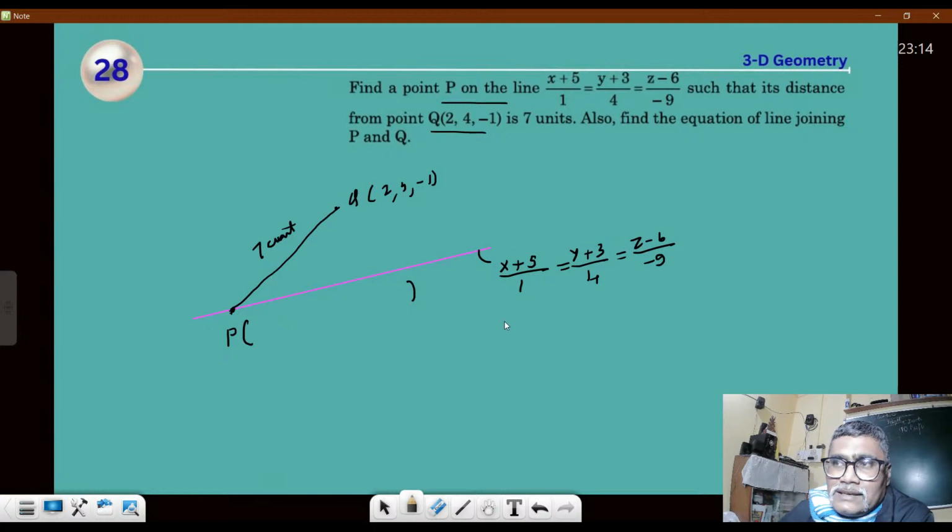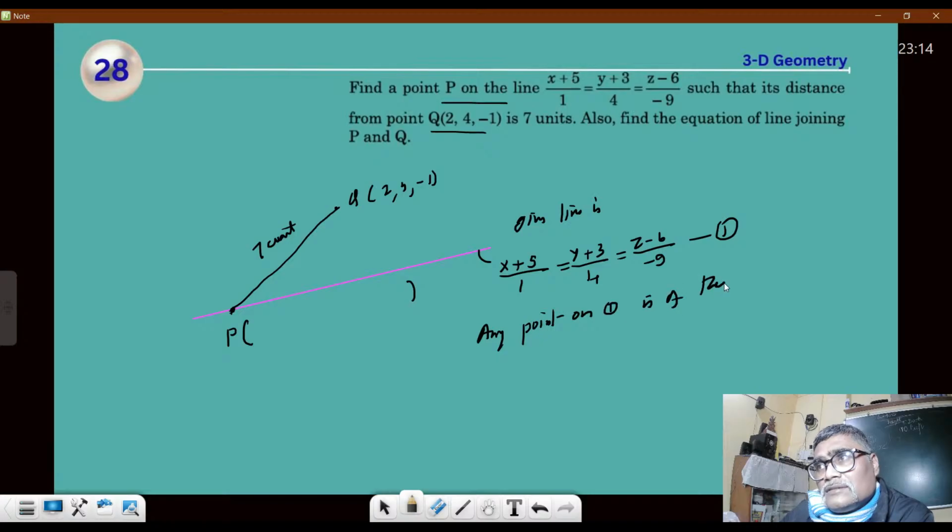So you write, given line is this. This is number 1. Any point on 1 is of the form, what will be the form? It will be lambda minus 5, because this will be multiplied by lambda and this point will be taken to the other side. So minus 9 lambda plus 6. Any point on line 1 is of that form. That means in particular P भी वैसा ही एक form bear करेगा.